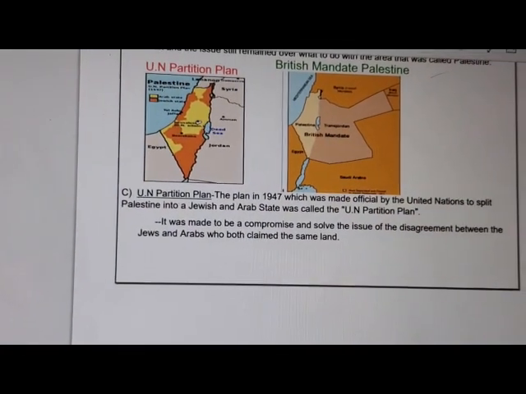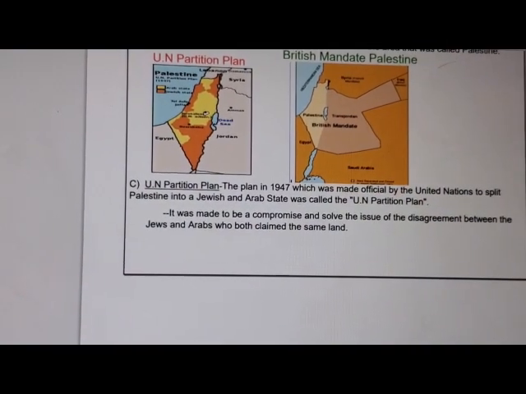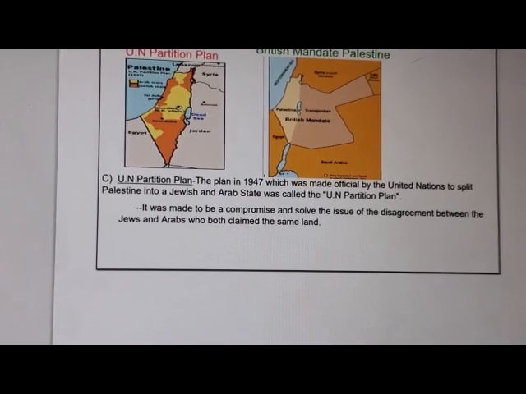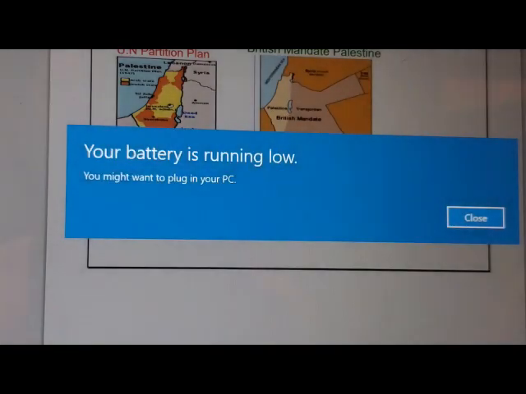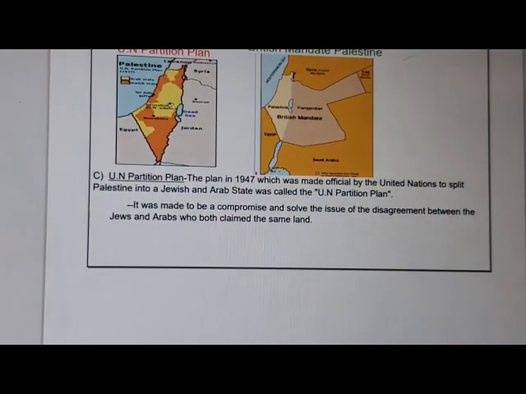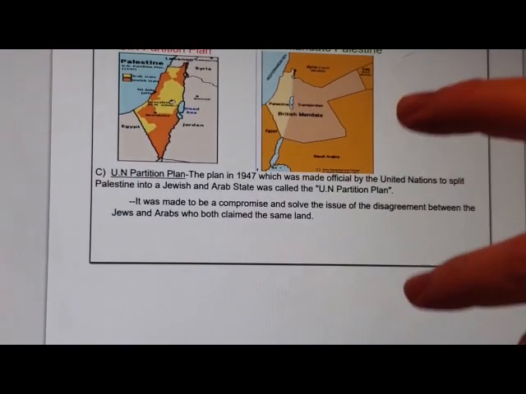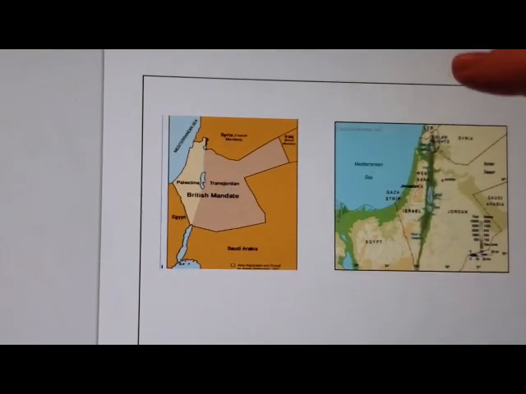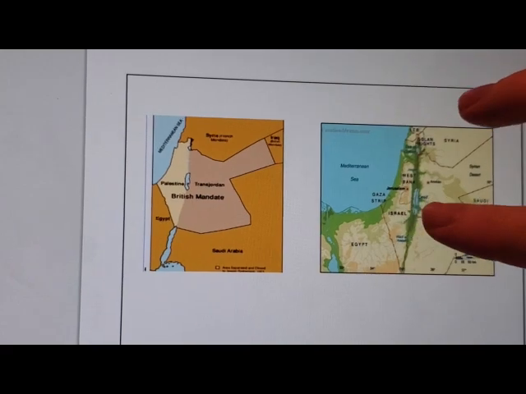Okay. The UN Partition Plan in 1947, which was made official by the United Nations to split Palestine into a Jewish and Arab state, was called the UN Partition Plan. It was made to be a compromise and solve the issues of the disagreement between the Jews and the Arabs, who both claimed the same land. Okay, so here again you see British Mandate Palestine and what would later become the State of Israel.